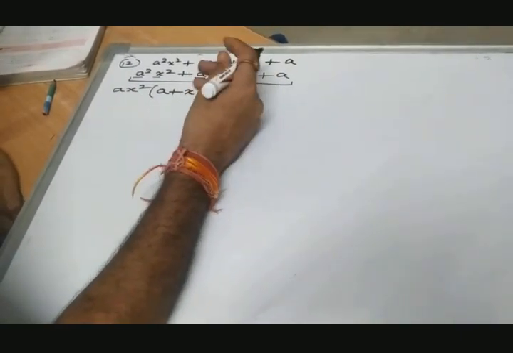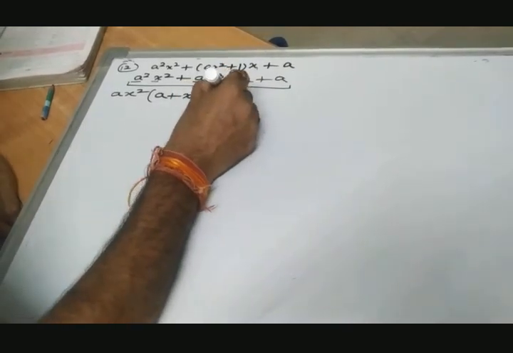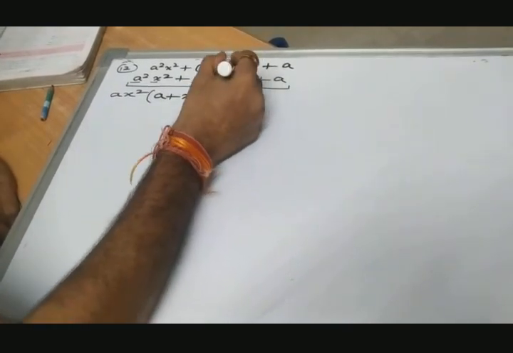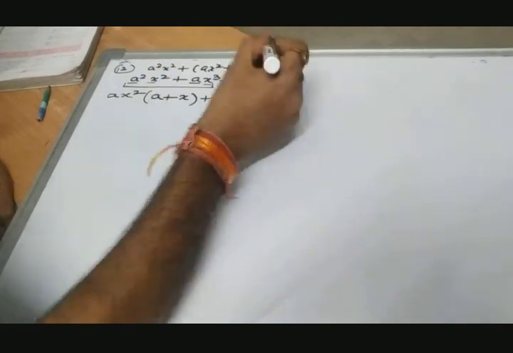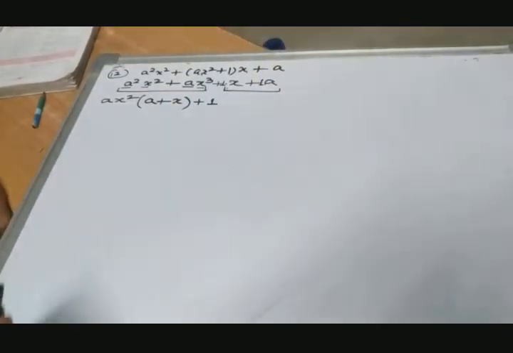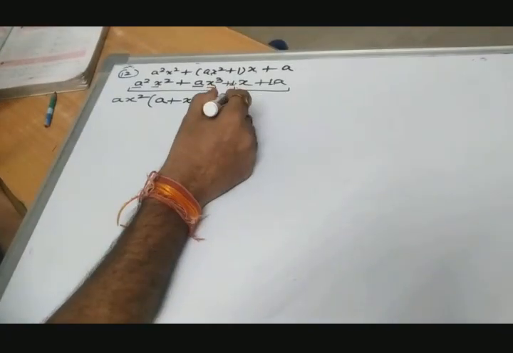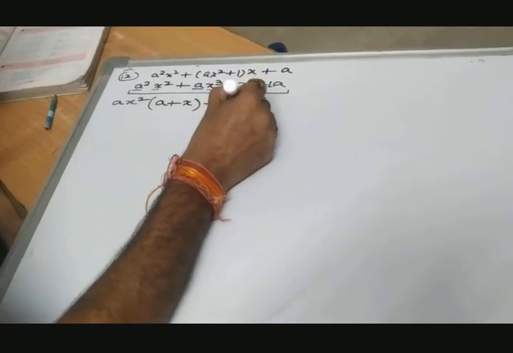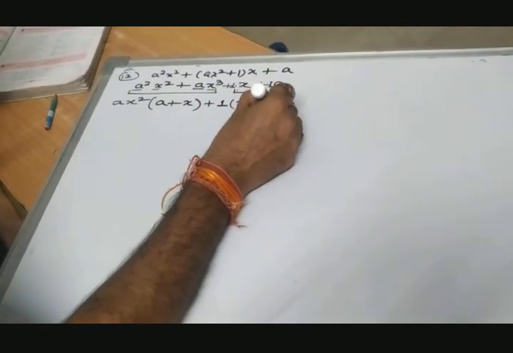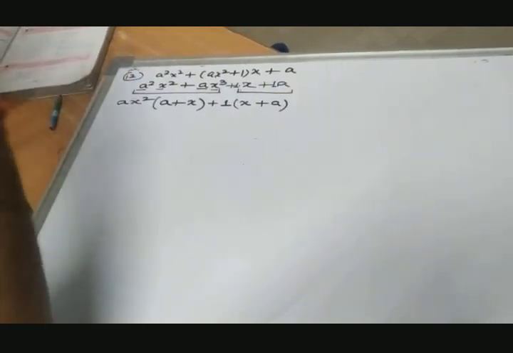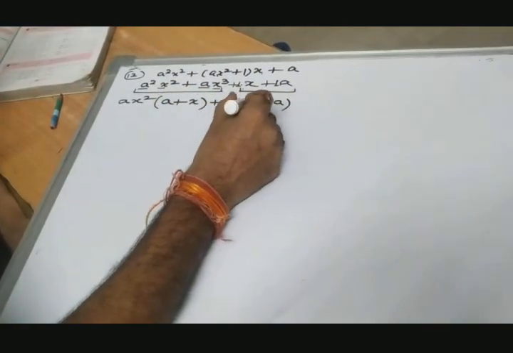When nothing is common, we have to take 1 as the common, because x contains 1 as the coefficient and a also contains 1 as the coefficient. So we take 1 as the common. When we divide x by 1 and a by 1, the answer will become x + a.